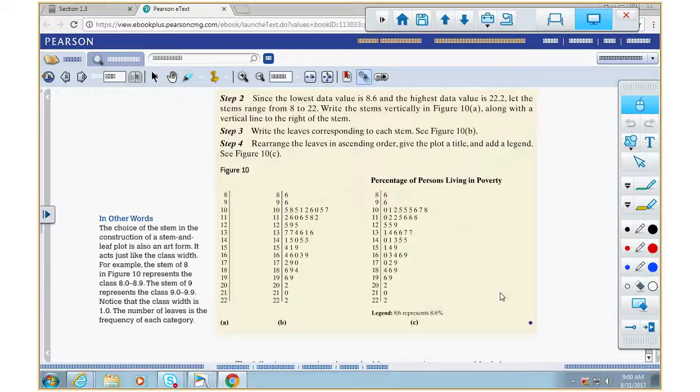You have data, and let's say your data ranges from 80 to 220. Then you chop off the ones and put them on the side. 80, that's an 8. 90, that's a 9. 100 is a 10. And then you count.